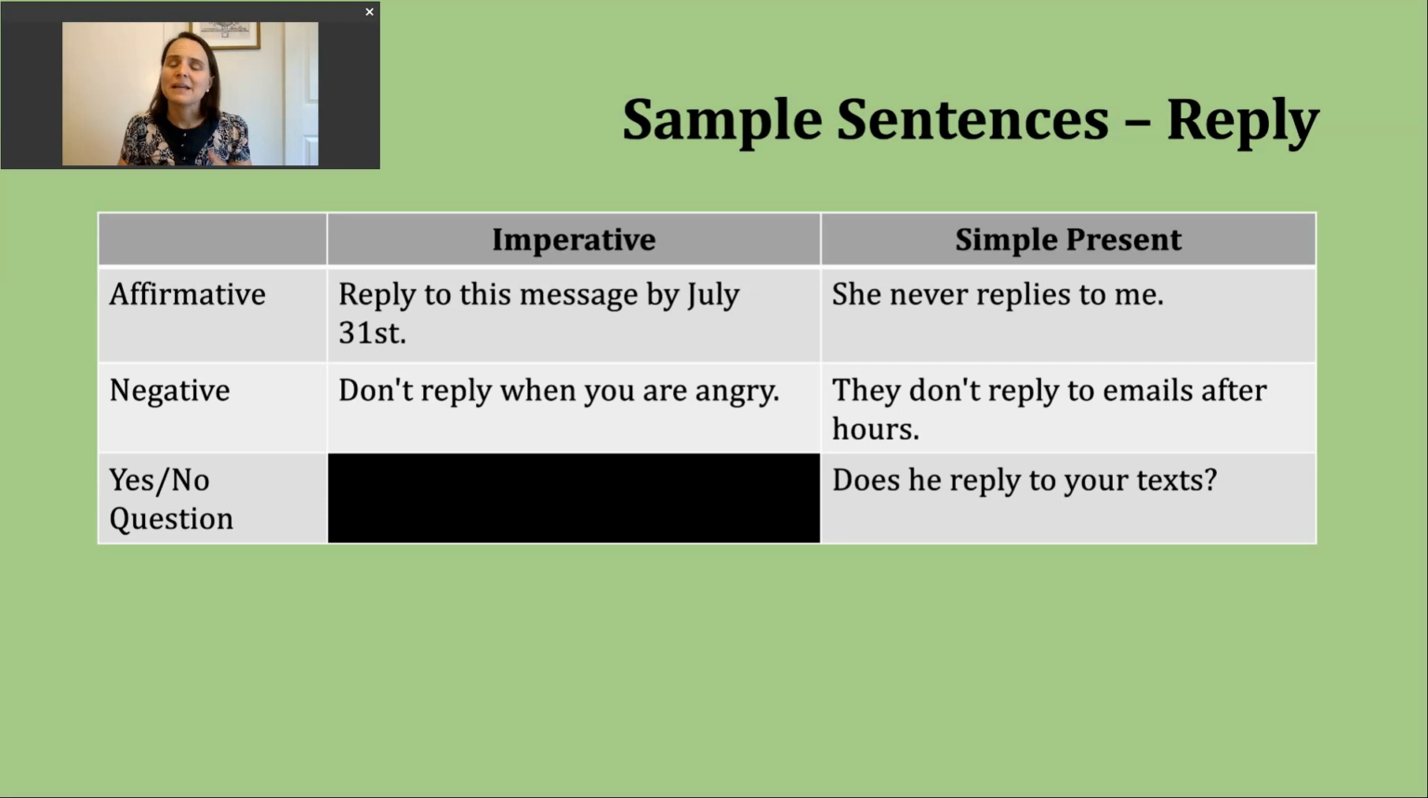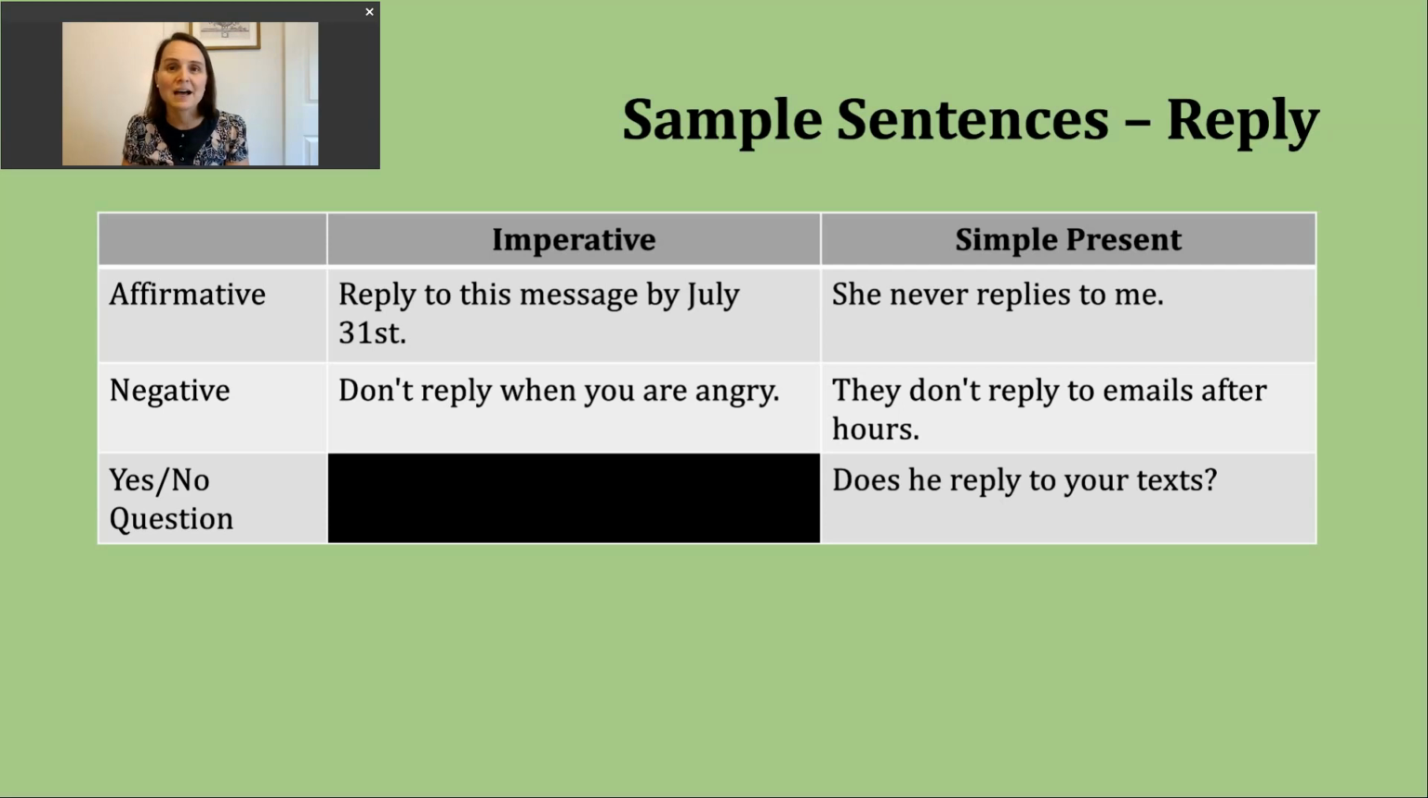And here, because we have a verb that ends in Y, we're actually going to add IES. We're dropping that Y again, IES. And you can see that in my first example. She never replies to me. Okay. This could be referencing spoken word.